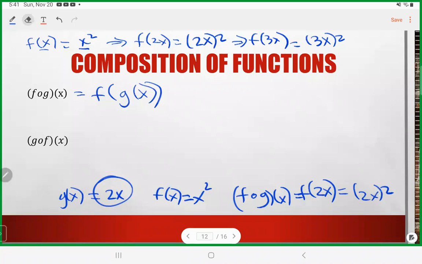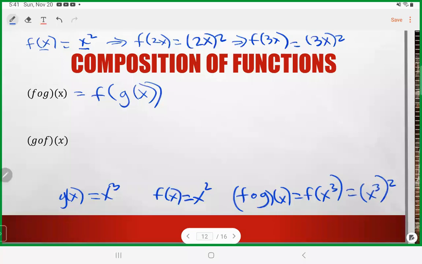Now, if you change this up, let's say g of x wasn't that. What if it's x cubed? Doesn't matter. It's just f of x cubed now, which is equal to x cubed squared, which is x to the 6th. But we'll learn about exponents later. So you're just going to put the entire g function in for f.